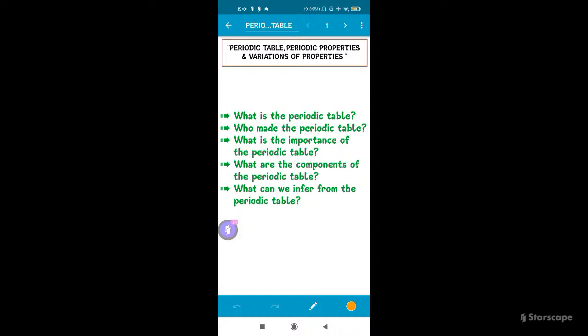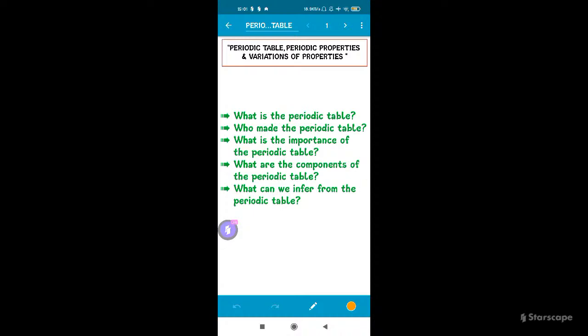So, the chapter that we are going to learn today is the first chapter of Chemistry Class 10, and it is the periodic table, periodic properties, and the variations of properties. So, before we begin with the chapter, let us see what answers we are going to get in this chapter.